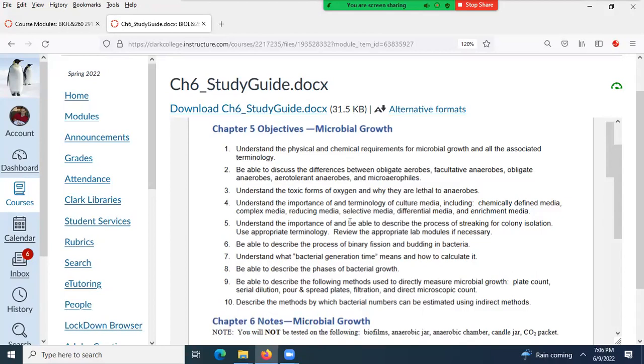Understand the importance of the term culture media, including what's a chemically defined media, what's a complex media, what's a reducing media, what's a selective media, what's a differential media, and what's an enrichment media. You should know that an enrichment media is selective by nature, but it's used specifically to enrich for a bacterial species. You should also know that the media does not have to be only one. Like McConkey's media is both selective and differential.